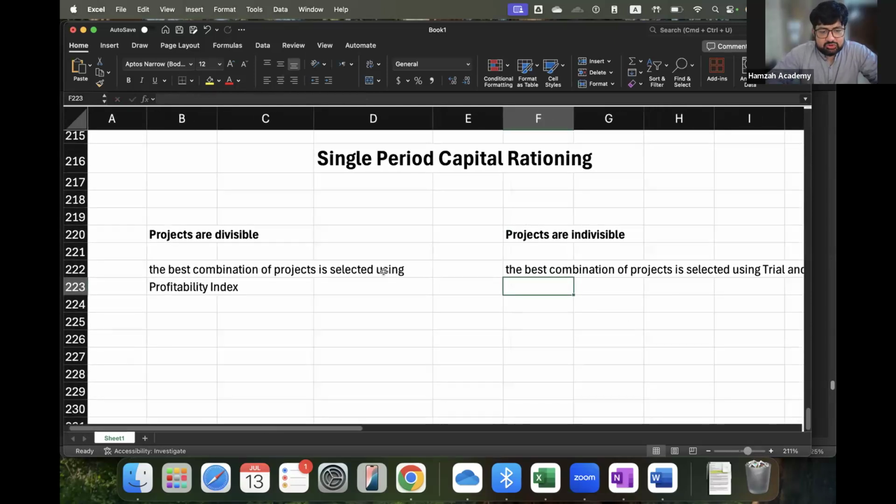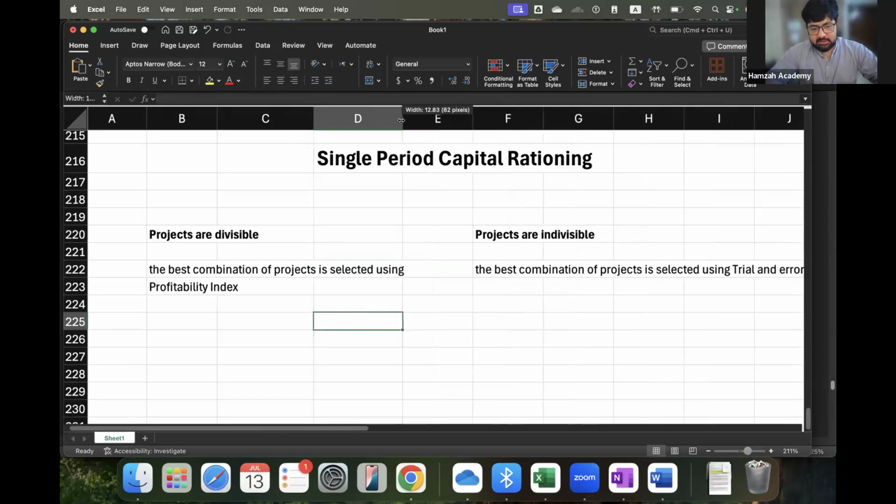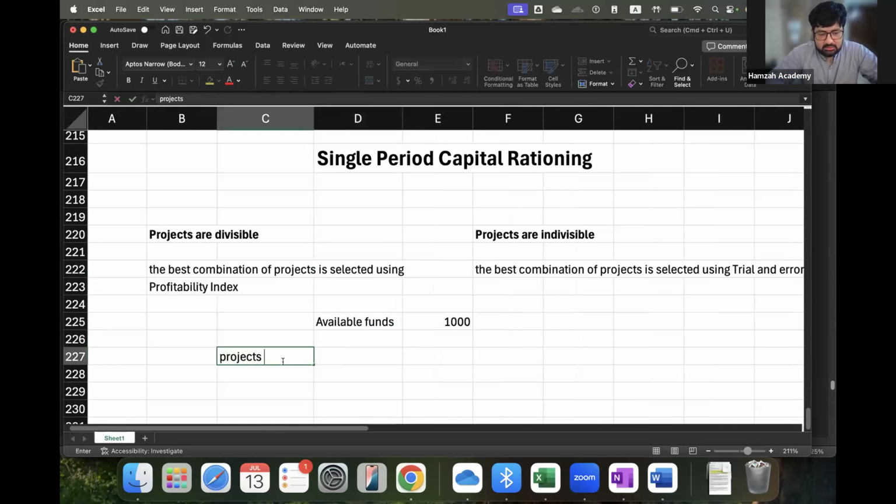Yes. So for example, we take an example where the company has available funds of 1,000 million. Okay. So available projects, investment required, and NPV.